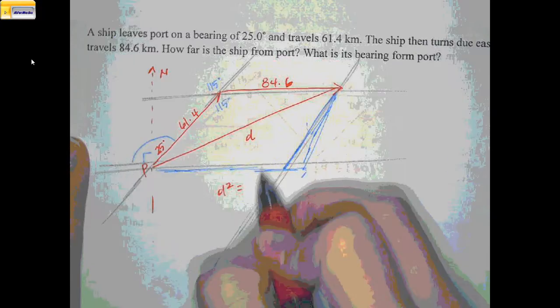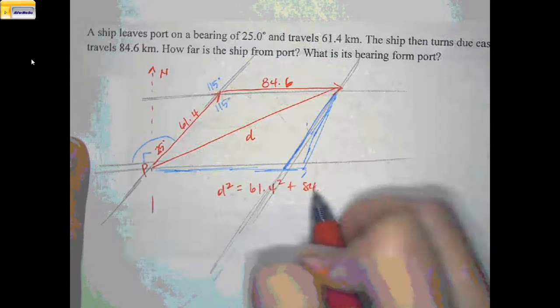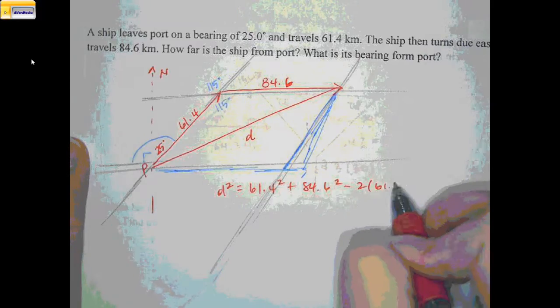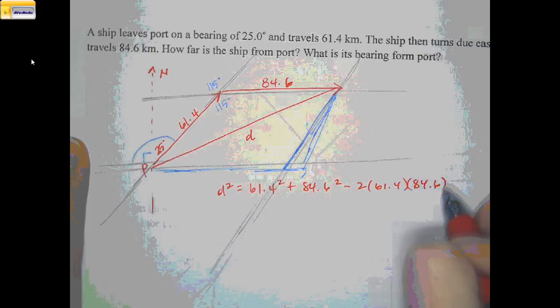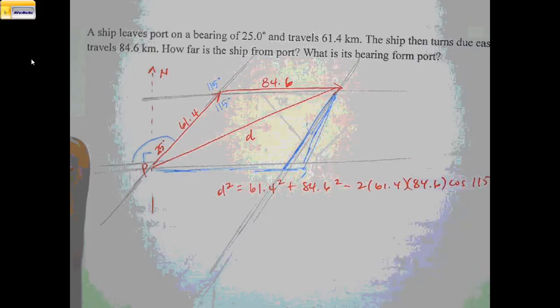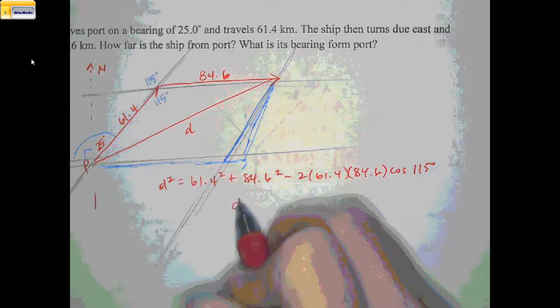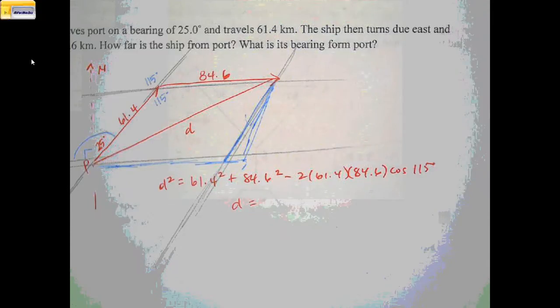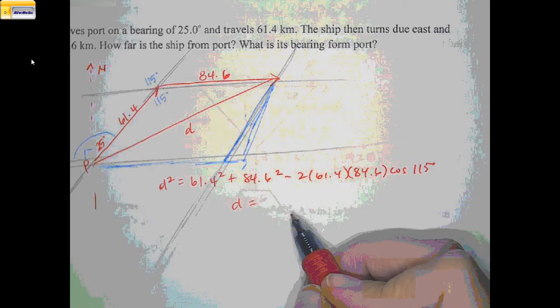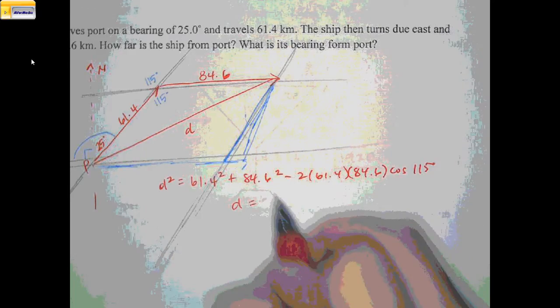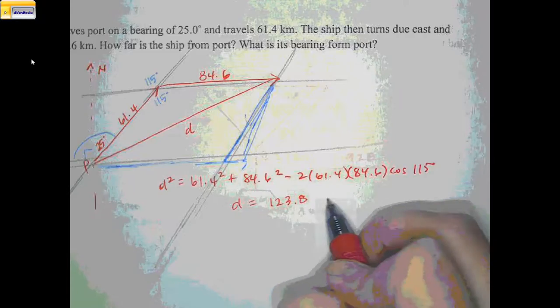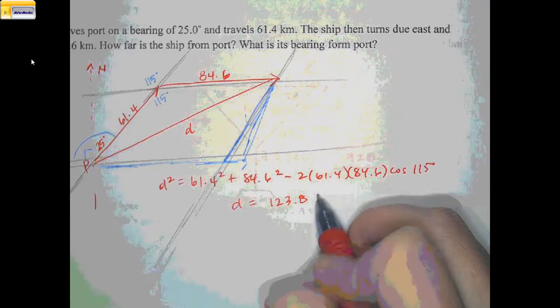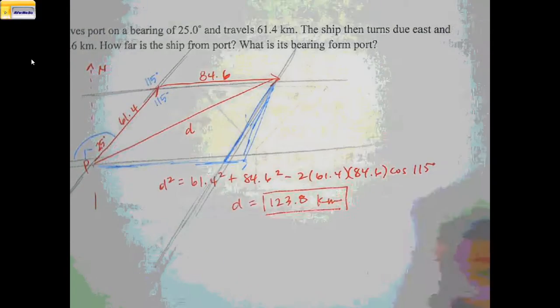So we say, she's right, d squared equals first side squared plus second side squared minus 2 times first side times second side times cosine of the included angle. We type it in our calculator and we don't forget to square root it. Love it. 123.8. 123.8 what, guys? Kilometers. Very good. So there's our distance, and now it wants the bearing.